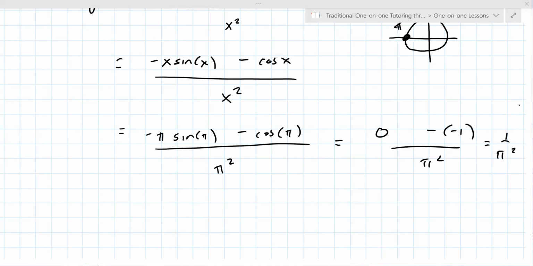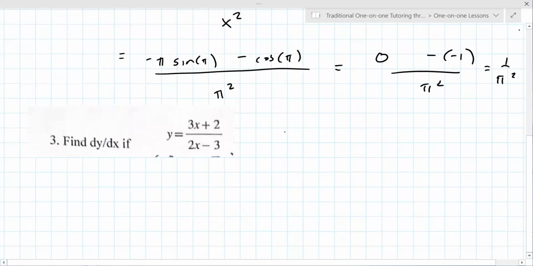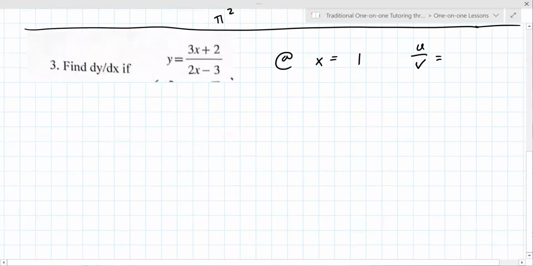Yeah, let's do one more quotient rule just to reinforce it. And I'll just add a little bit to this problem here. We'll find dy/dx at x equals 1. So again, that's a quotient rule. Make sure you got that down, however you want to learn that. But give this a try, please.